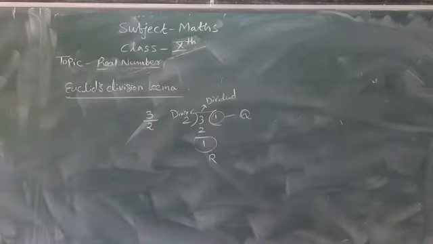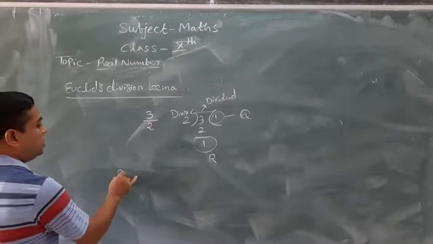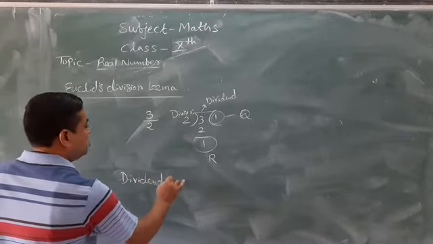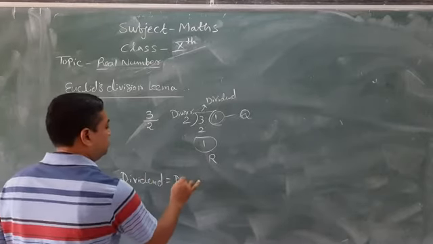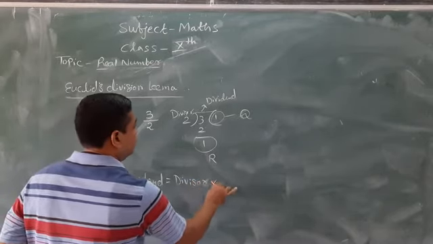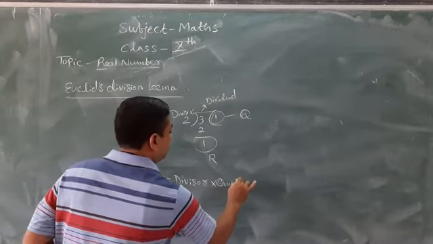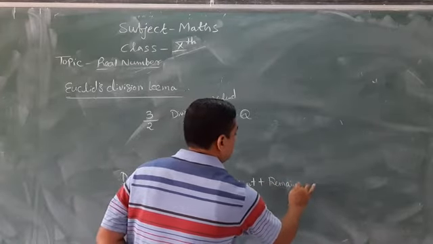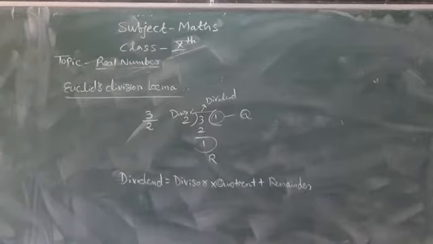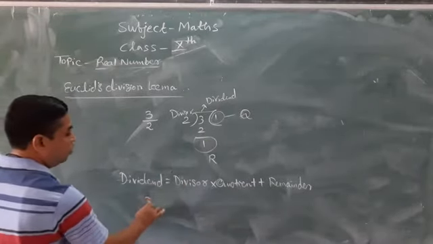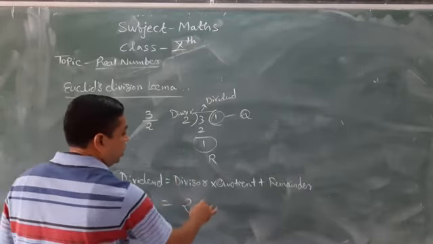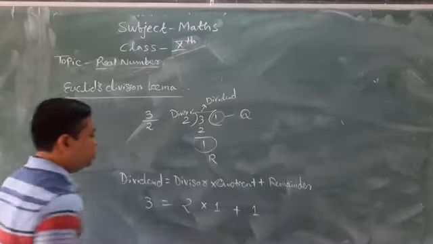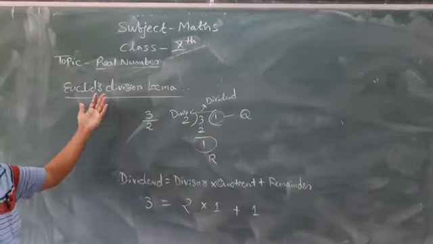So that is the procedure. We can write dividend is equal to divisor into quotient plus remainder. Our Euclid division lemma is based on this relation, where dividend is the number which we are going to divide, and divisor is the number by which we are going to divide. How many times will it go? It will go one time, and the remainder is 1. This relation is known as Euclid division lemma.